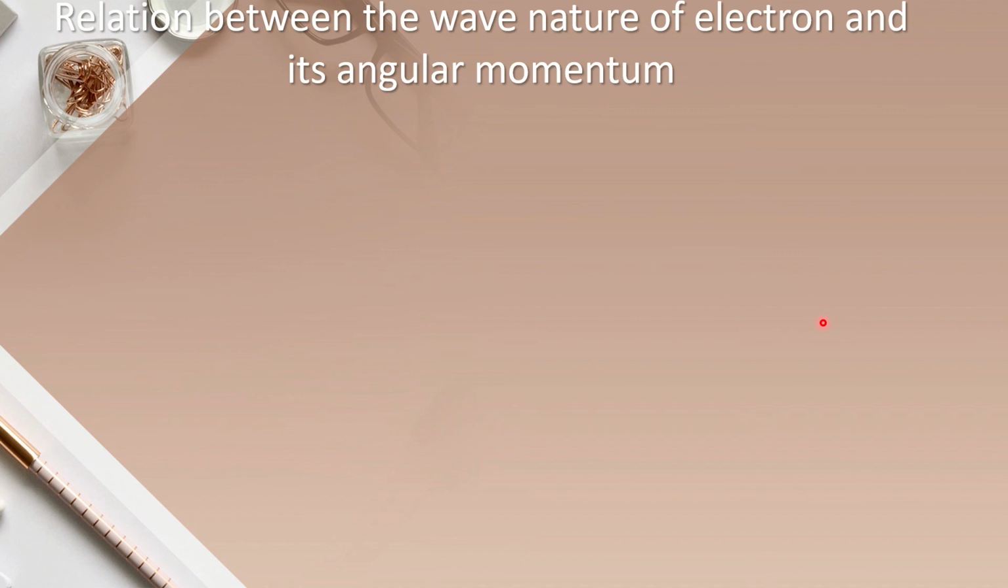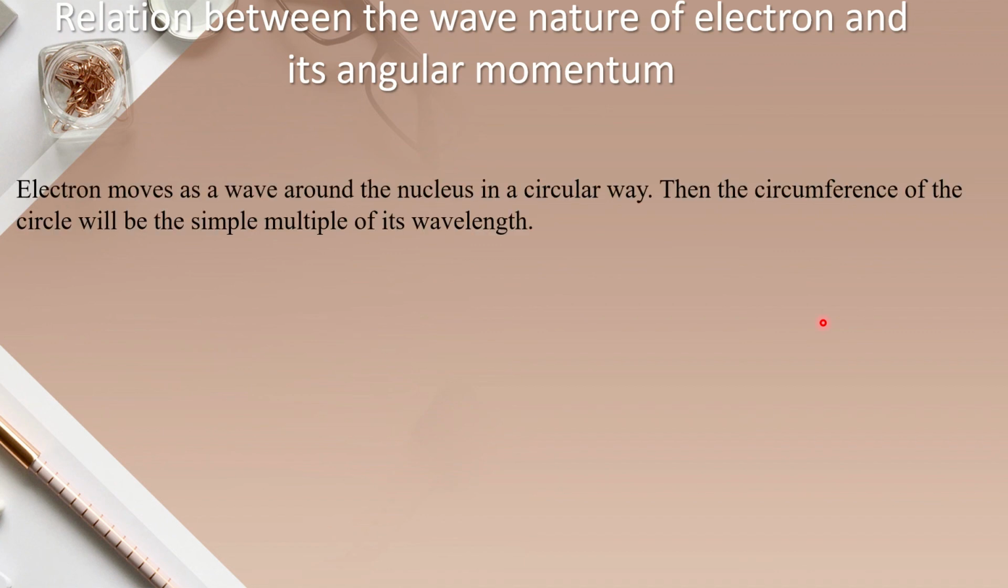Now, the relation between the wave nature of the electron and its angular momentum. The electron moves as a wave around the nucleus in a circular way. Then the circumference of the circle will be a simple multiple of its wavelength. That means circumference 2 pi r equals n lambda. Now 2 pi r equals n h by mc, because from the de Broglie equation we got lambda equals h by mc or h by mv. So from there we can write mcr equals nh by 2 pi.